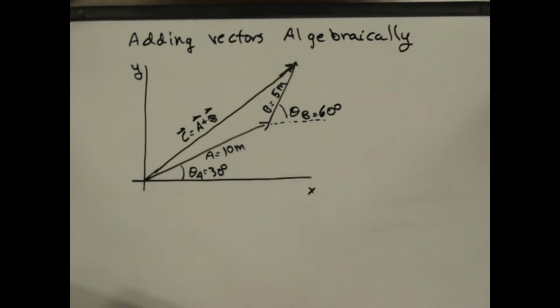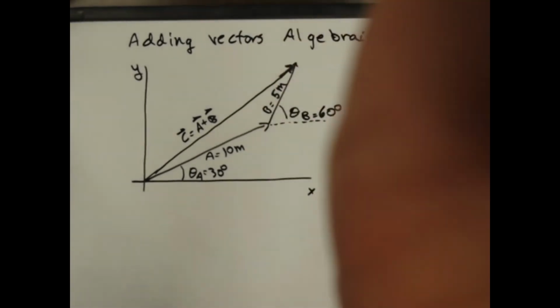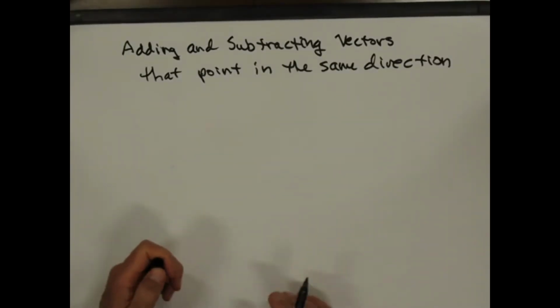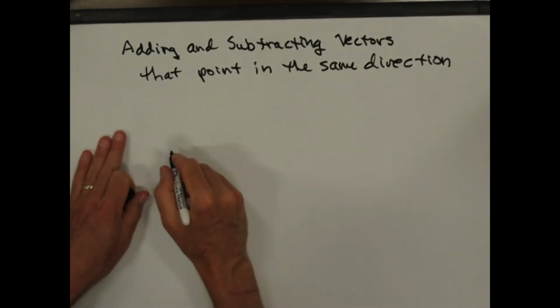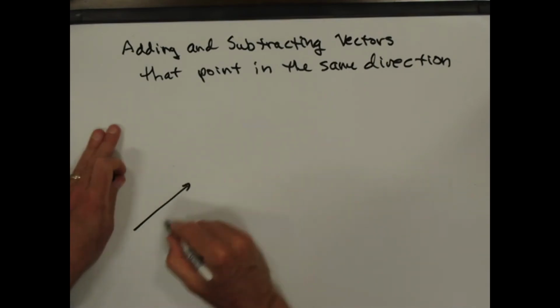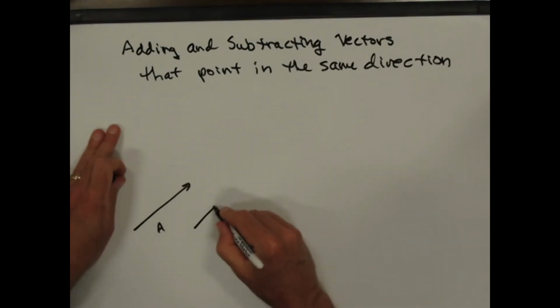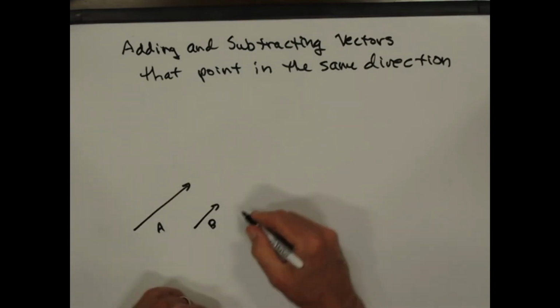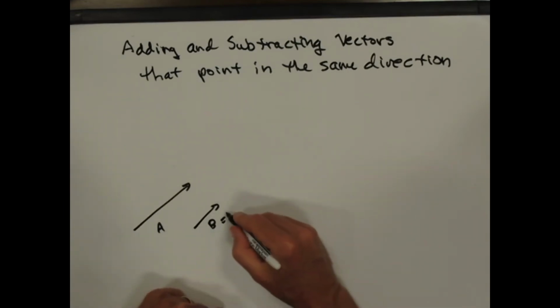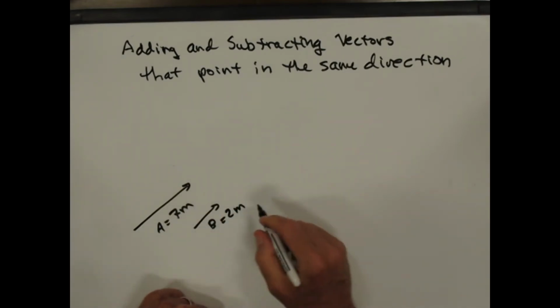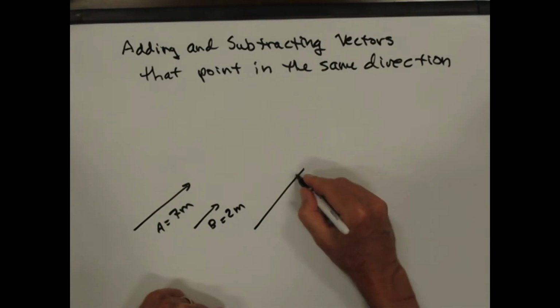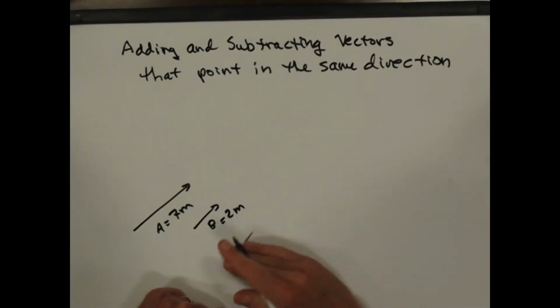Mathematically. And so I'm going to go back to what I said earlier about drawing components for vectors. There's a special case of adding and subtracting vectors, and that's when the vectors point along the same direction. So for example, if I have a vector A and a vector B, and they point in the same direction, if this is like 2 meters and this is like 7 meters or something like that, then to add them, let me try it this way.